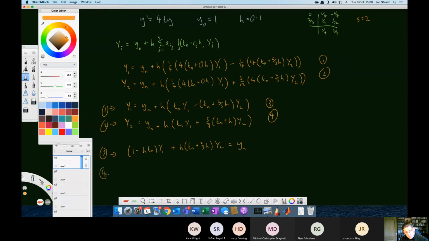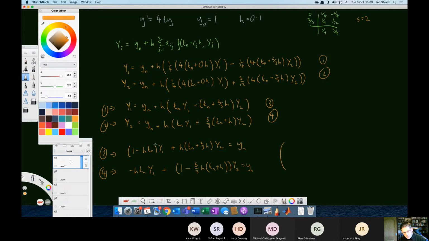Do similar for equation 4. Start with Y1; we're going to subtract H Tn times Y1, so that goes over to the left, plus we've got 1Y2 there, and we're going to subtract 5/3 times H, so that's going to be Tn plus H, all multiplied by Y2, equals Yn.